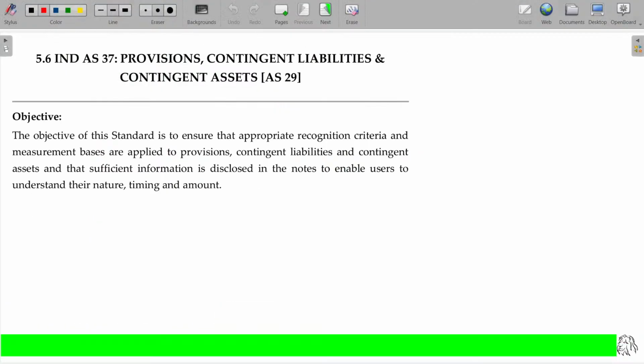Ind AS number 37, provisions, contingent liabilities and contingent assets. These are the three aspects that are going to be covered. The main objective of this Ind AS number 37 is to ensure that appropriate recognition criteria and measurement basis are applied if there is any contingent liability, contingent asset or provision.